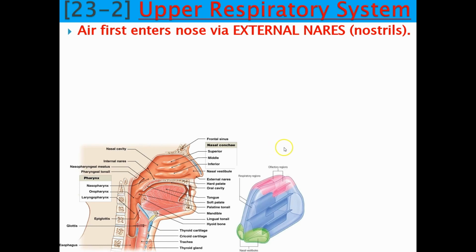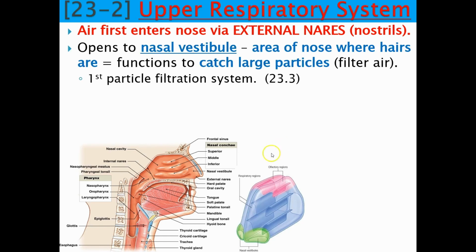And then superior to the external nares brings us to the nasal vestibule. That's where you're going to have nose hairs, which function to catch large particles, i.e. your nasal vestibule functions to filter air. That's basically where you can put your finger. So the nasal vestibule is basically where your finger would go if you're picking your nose, and you're not going to go too much further back than the nasal vestibule.